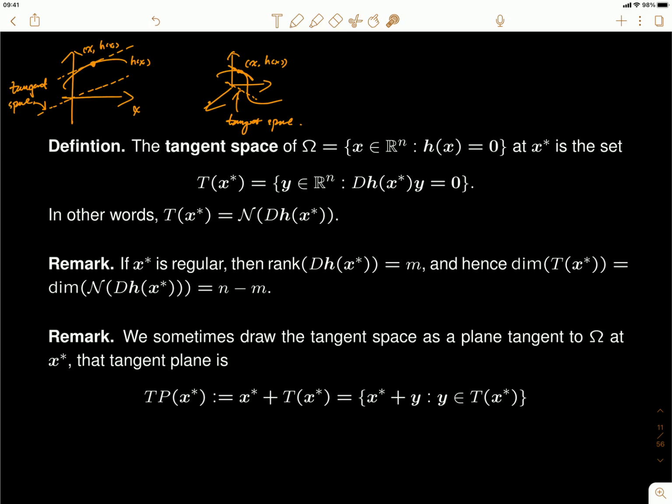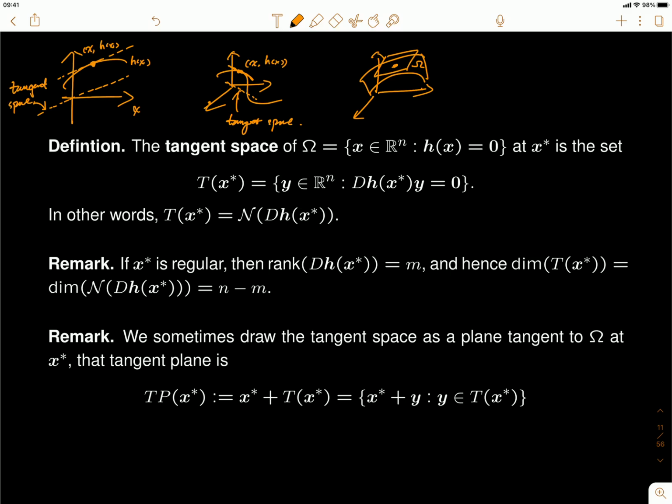So for example, let's consider the case where the h has only one constraint. That means this h is a scalar value, and this 0 is just a scalar 0. In this case, omega usually specifies a surface in 3-dimensional space. And what a surface looks like, say again, this is 3-dimensional space, the surface may look like this, right? So this is omega. And at this point x star, we will have a tangent plane just like that.